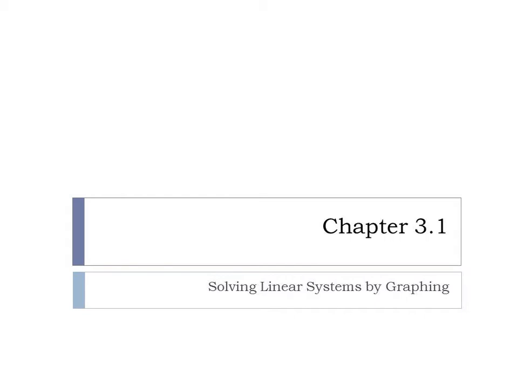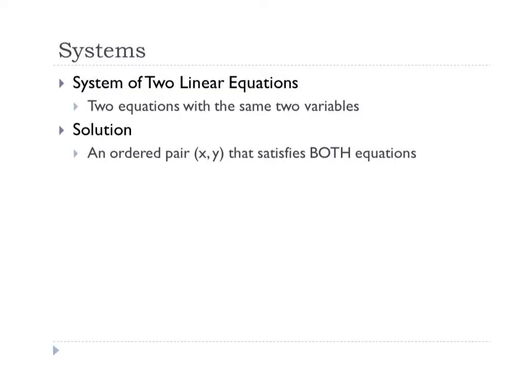Keep in mind, a system is multiple equations or inequalities considered at one time. We're going to be discussing linear systems, so everything here should be a line. So we're going to be discussing systems of two linear equations, that is, two equations that have the same two variables. You have to have as many equations as you have variables. So if we have two variables, we need two equations. If we had three variables, we would need three equations.